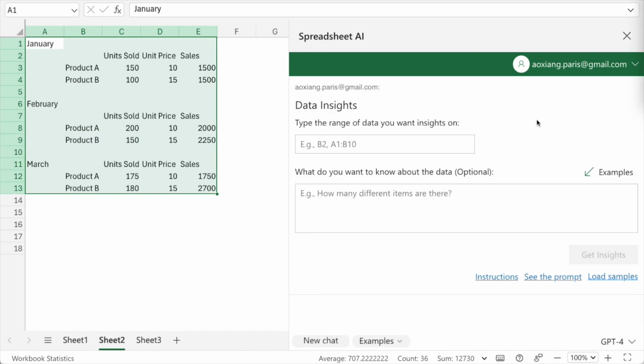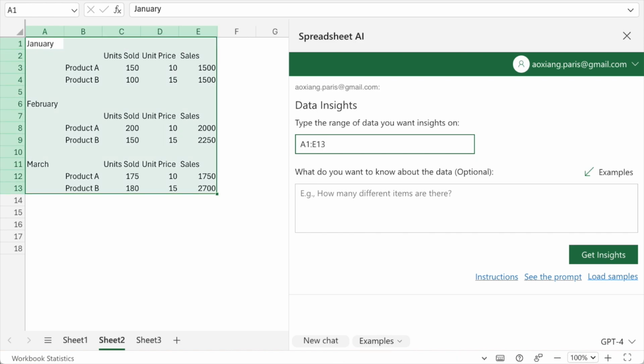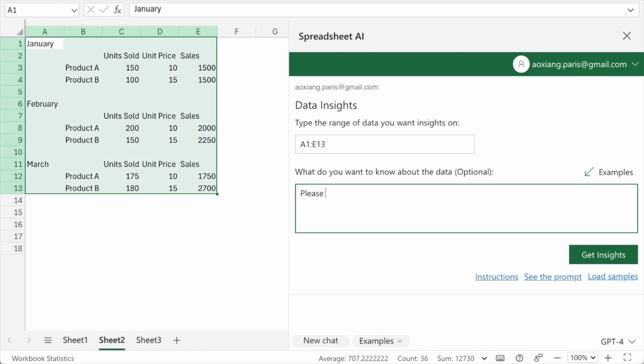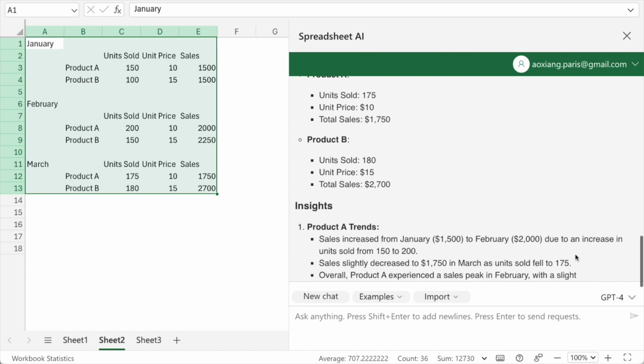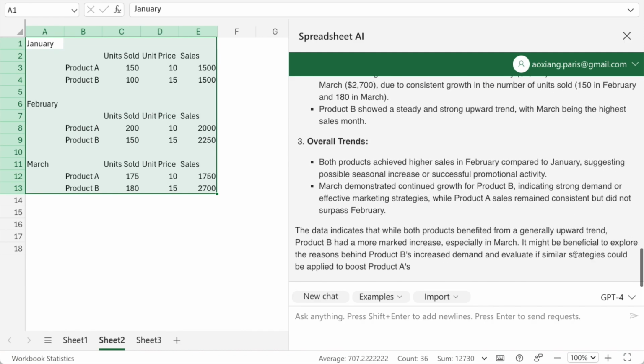Note that the Data Insights feature can work on both tabular and non-tabular data. As long as we specify the data area clearly, it can work on it. For instance, we may have the data organized like this. We can enter A1 to E13 in the field in the interface and ask the same question. Please provide more details about the sales trends for each product and overall over the past 3 months. We can see that the Copilot is able to process the data and obtain the same insights.